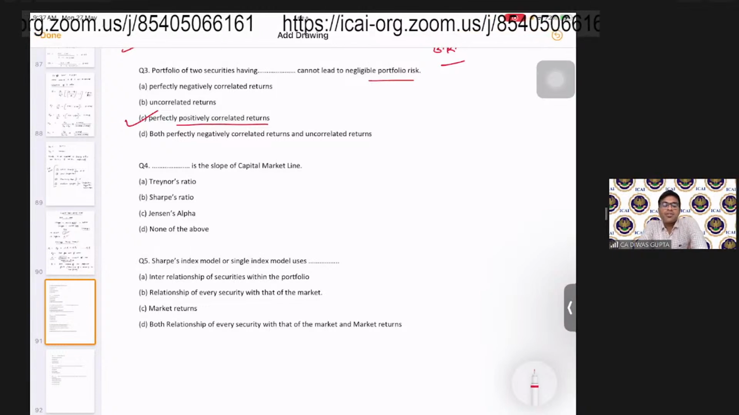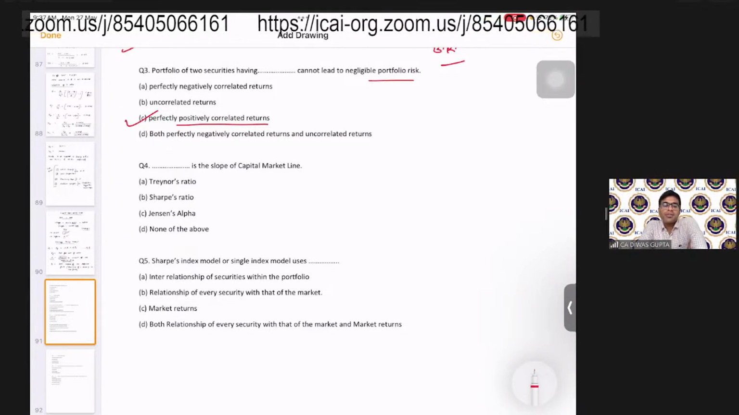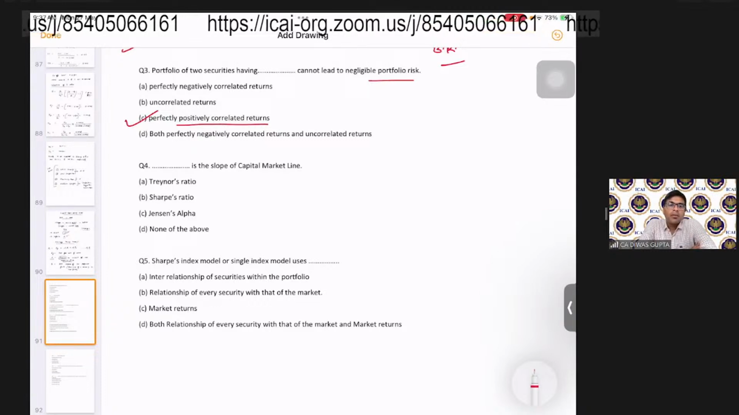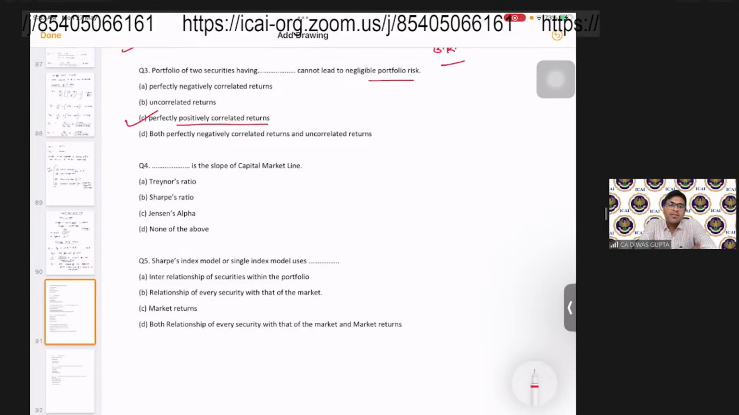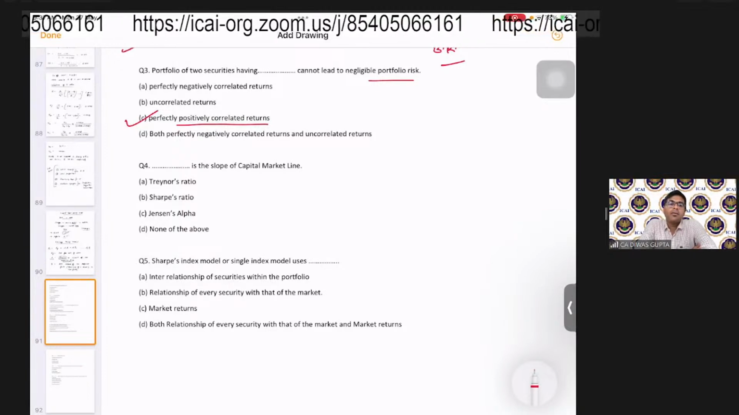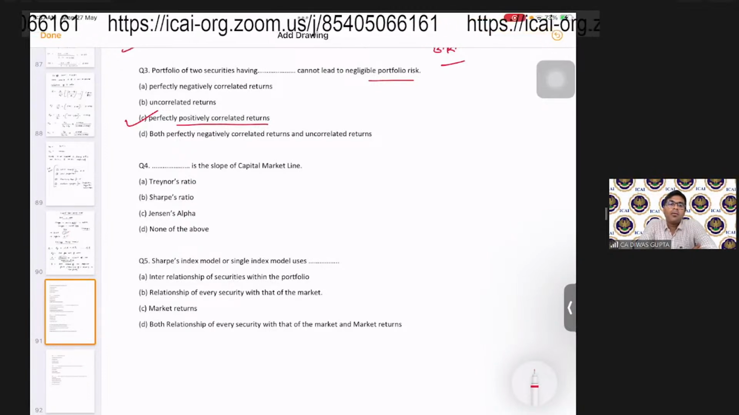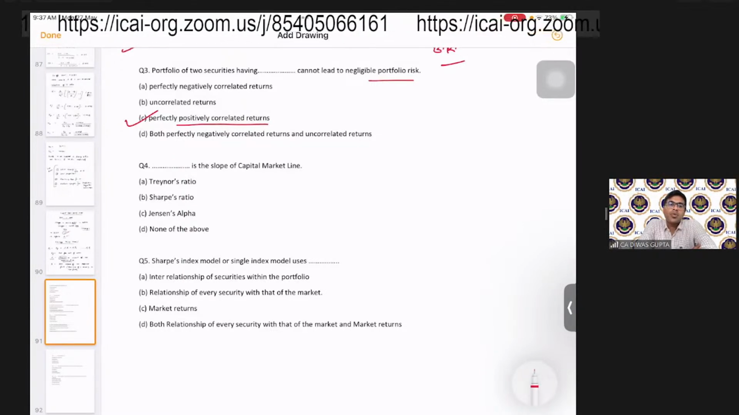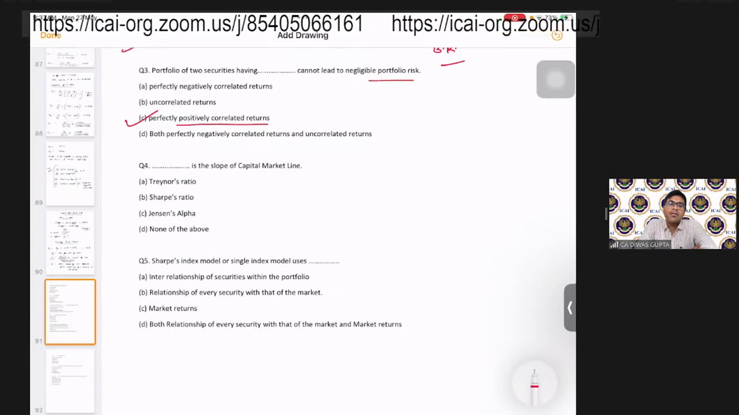Very good, Viraj. Prerna, please recheck once your answer. Rolina, please respond. Abrikesh, question number 4, what do you think is the right answer?